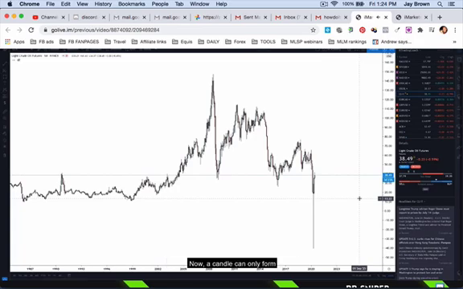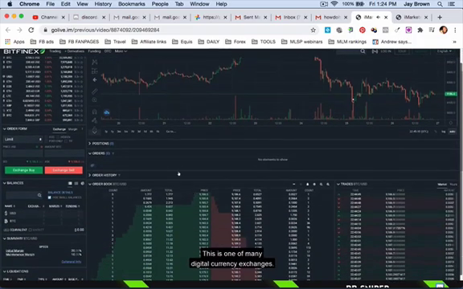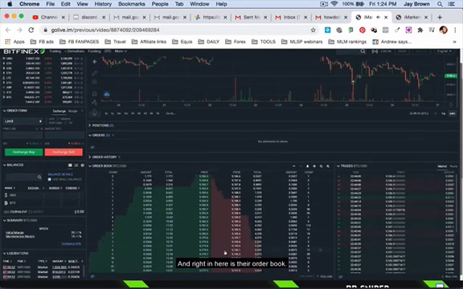Now, a candle can only form if there is a buyer and a seller. And thankfully, because of digital currencies, we can look even further behind the scenes at an order book to have a better idea of what's actually happening. What's in front of you right now is the platform Bitfinex. This is one of many digital currency exchanges. And right in here is their order book.